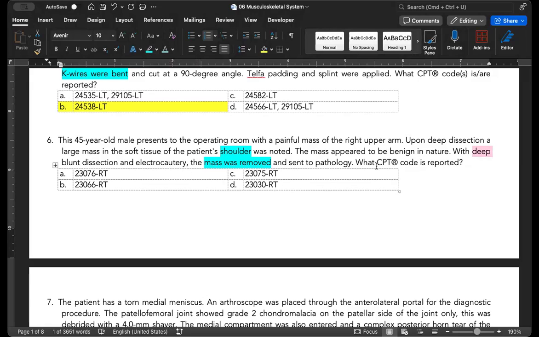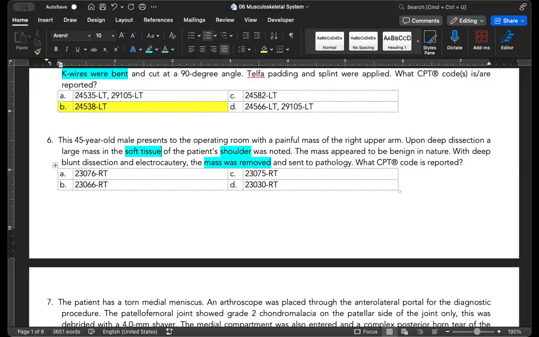So in this scenario, even though they tell us that they did a deep blunt dissection, because the tissue was in the soft tissue, it doesn't go all the way down into that intramuscular. So they're not telling us how deep they went besides soft tissue. They're not telling us that they went into the subfascial area, whether they say the word subfascial or use muscle, bone, whatever it might be. So in this scenario, this is still going to be considered a subcutaneous excision. Does that make sense?